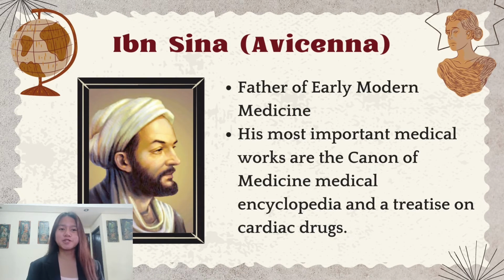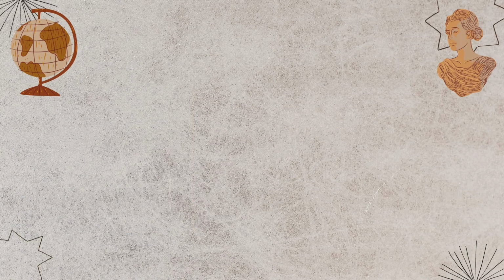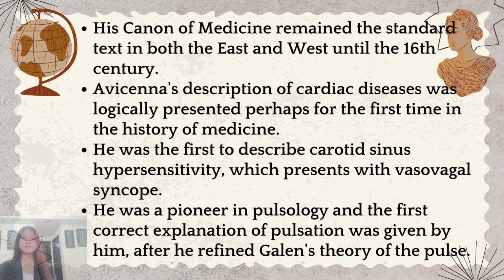As for the last person who contributed to science and technology in the intellectual revolution, we have Ibn Sina or Avicenna. He is the father of early modern medicine. His most important medical works are the Canon of Medicine, the Medical Encyclopedia, and a treatise on cardiac drugs. His Canon of Medicine remained the standard text in both the East and West until the 16th century.